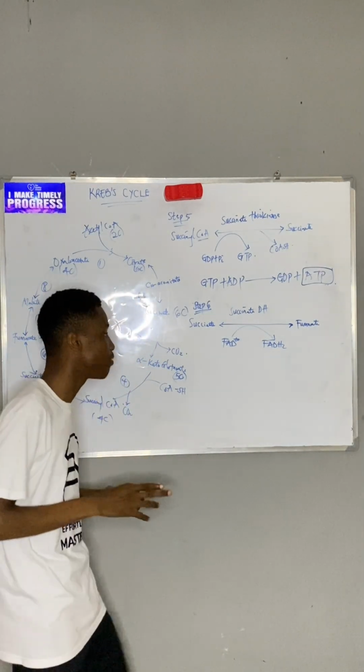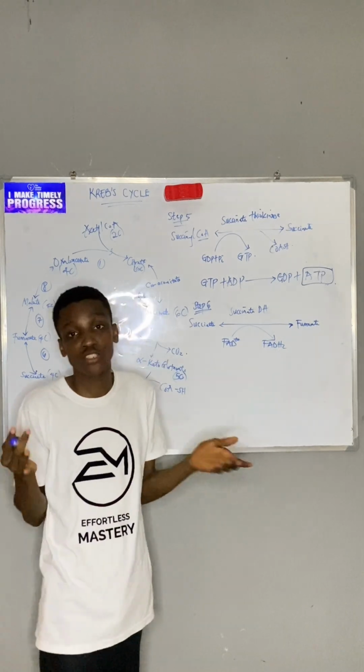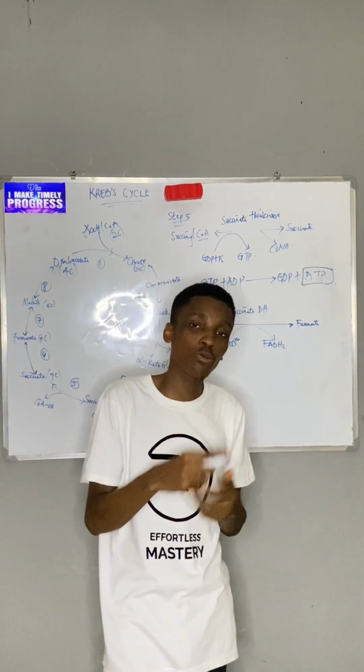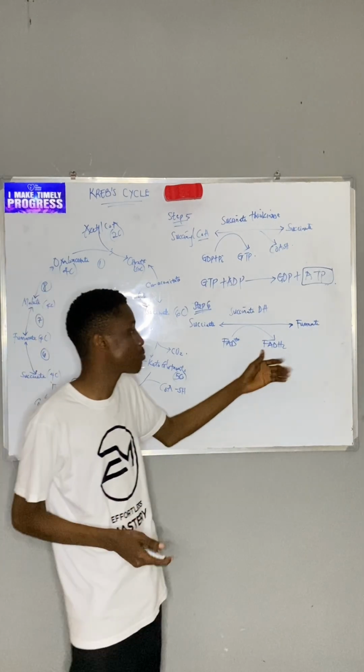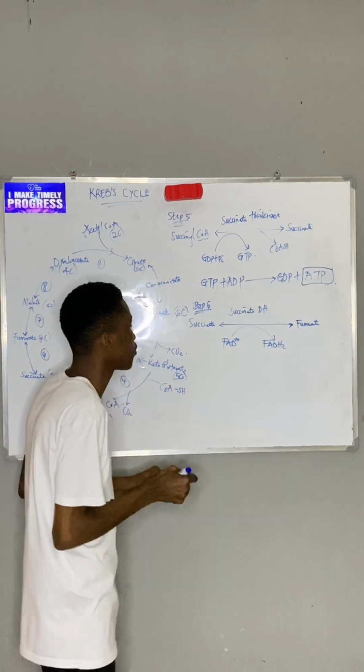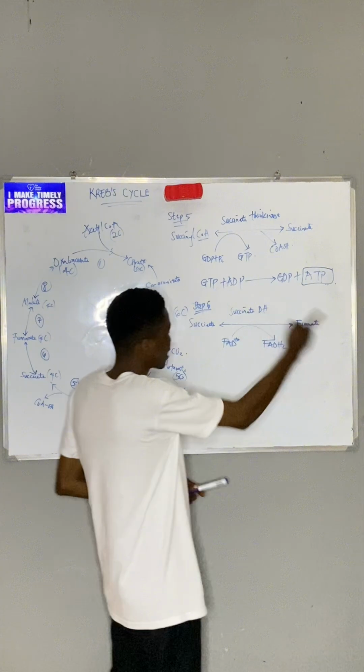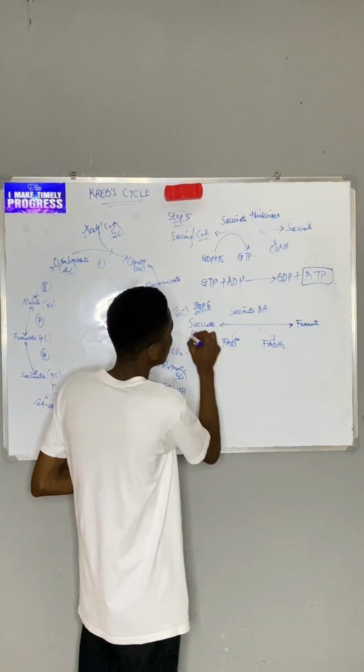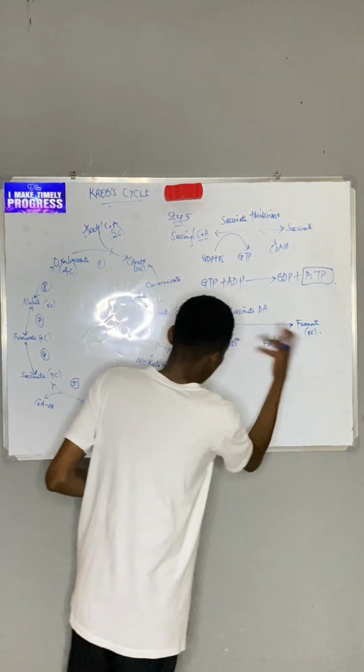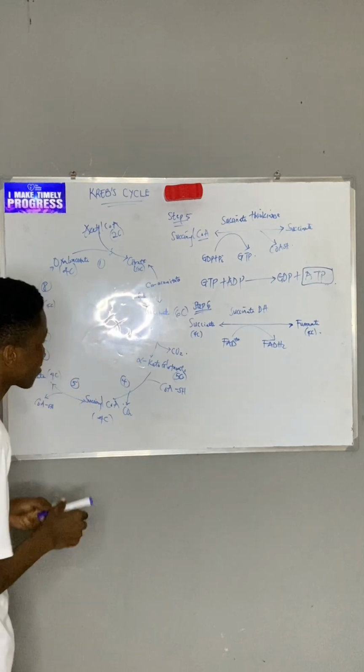Why am I having FADH2 and not FADH? The same reason we gave before: FAD can accept two hydrogen ions, so that's why I have it in this format. So succinate dehydrogenase catalyzes this step, a 4 carbon changing to another 4 carbon. Irreversible step. So that's about this step.